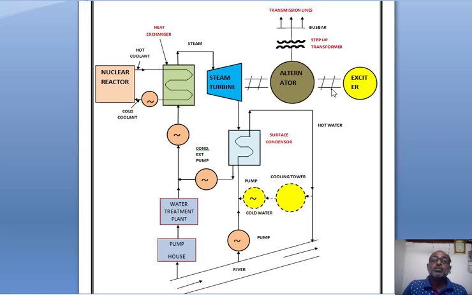Now here you can also see one exciter is connected with this alternator. This exciter is nothing but a small DC generator which produces the DC voltage required for the field winding of the alternator, because in an alternator we require a magnetic field to produce power, and for that DC voltage is required. So whatever DC voltage is required for the field winding of this alternator is provided by this exciter.